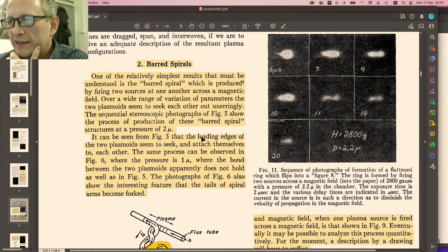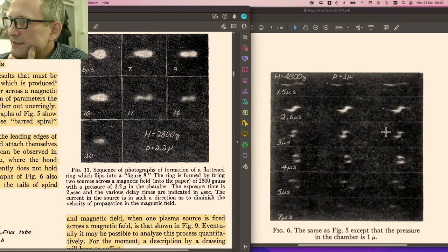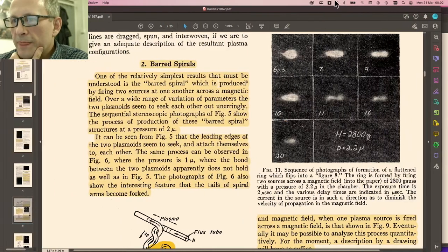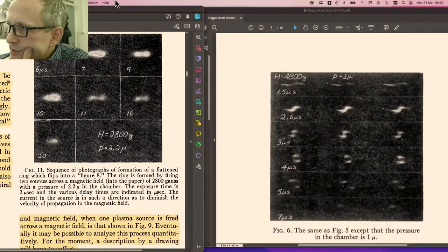It can be seen from figure 5 that the leading edges of the two plasmoids seem to seek and attach themselves to each other. The same process can be observed in figure 6. So, okay, it's coming together, joining, and then almost looks like they're orbiting around or something. Where the pressure is 1 micron, the bond between the two plasmoids apparently does not hold as well as in figure 5. The photographs of figure 6 also show the interesting feature that the tails of the spiral arms become forked. So he's saying that there's a fork here and there's a fork here.